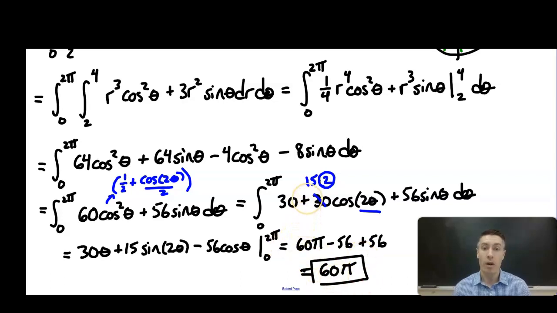So here's an example of a polar double integral we were not able to separate, and we had to go through the iterative process of integrating one variable at a time.